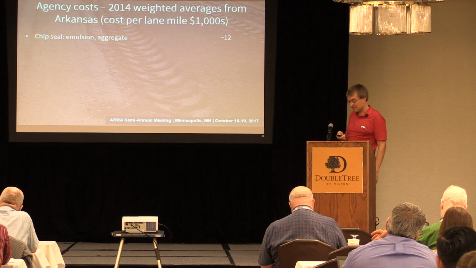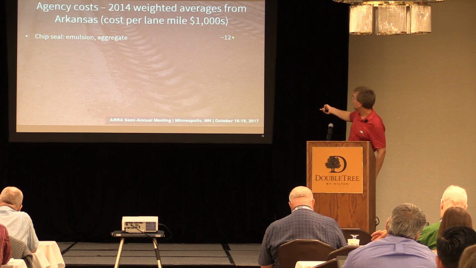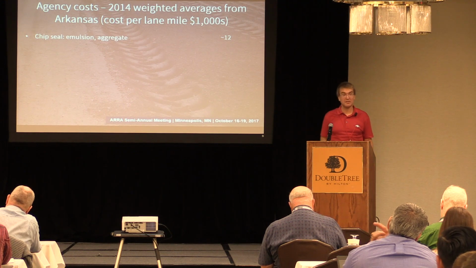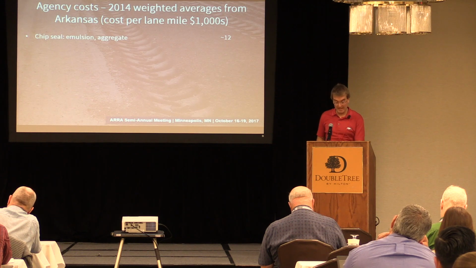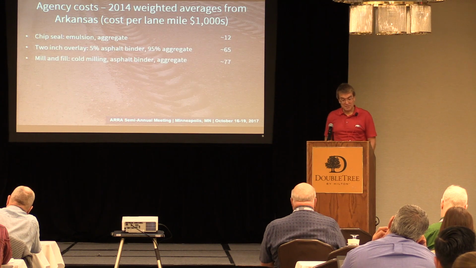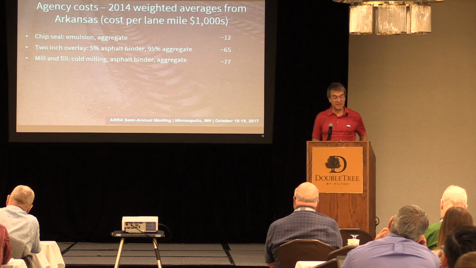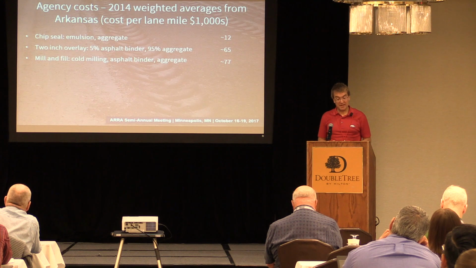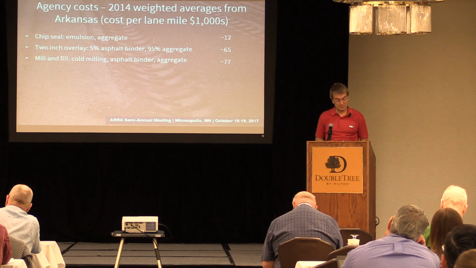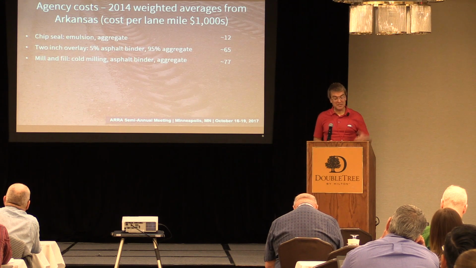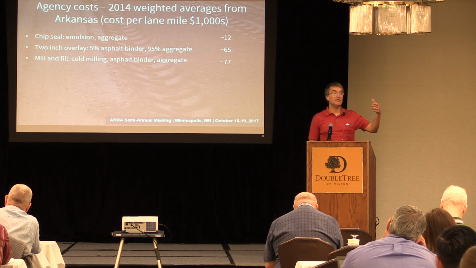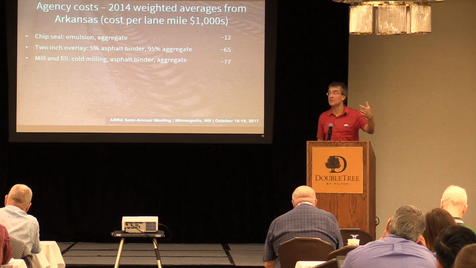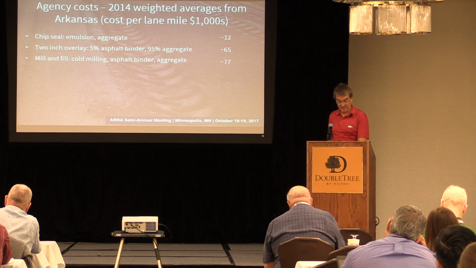And all of the numbers here you'll see in the right-hand column going down here, this is cost per lane mile in 1,000s. So our chip seals cost approximately $12,000 per lane mile, and this is from the weighted averages. Our 2-inch overlays, assuming that we used 5% asphalt binder and 95% aggregate, was approximately $65,000 per lane mile. The mill and fill, this is essentially the 2-inch overlay, but then we also added the cold milling process, again from the bid sheets, and that was approximately $77,000.